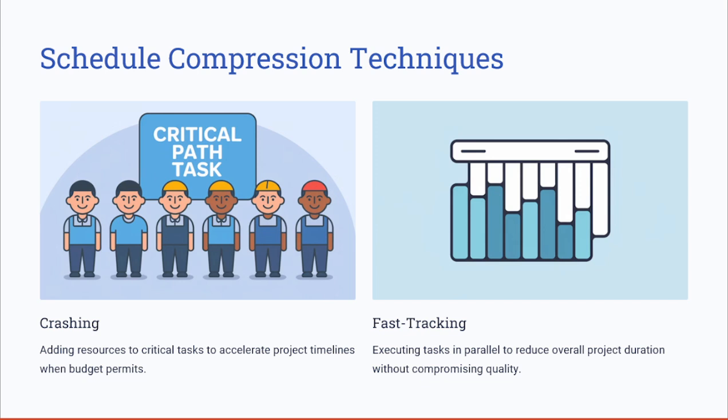So again, to summarize our session on crashing and fast tracking: crashing is useful when time is more critical than cost, while fast tracking is effective when tasks can be safely overlapped without a risk of rework from leaving tasks incomplete. Choosing the right technique depends on the project constraints and risk tolerance.